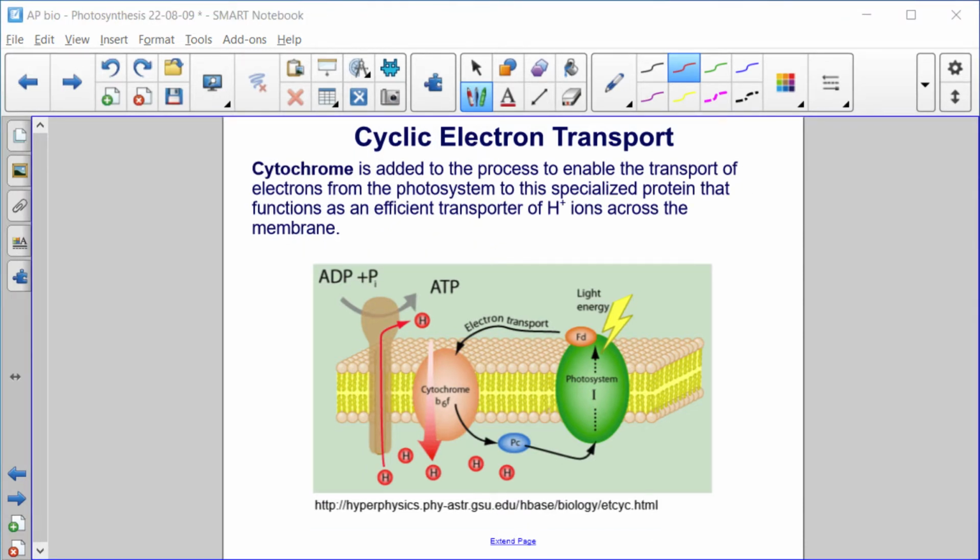All right, so look what's added to this process. We have this cytochrome added to the process to enable the transport of electrons from the photosystem to the specialized protein that functions as an efficient transporter of hydrogen ions across the membrane. So you see these hydrogen ions across the membrane so that we have a high concentration inside, a lower concentration outside. Remember, that enables the facilitated diffusion across the membrane at the ATP synthase, driving that conversion of ADP to ATP.